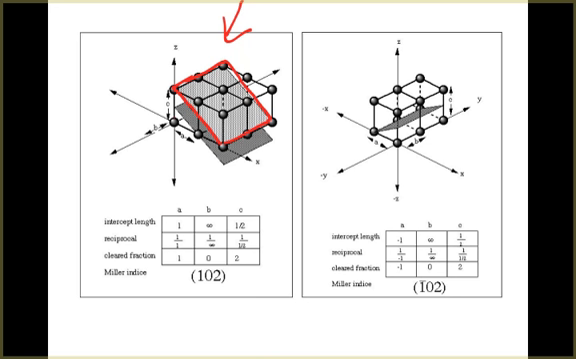So we'll call the distance away from the origin that this plane intersects on the A-axis, this point, we'll call that 1 unit. And that means that the plane intersects the C-axis half as far away. So the intercept length there is 1 for the A-axis, half for the C-axis, and infinity for the B-axis because it is parallel to the B-axis. You take the reciprocal of those values, and you get a Miller index of 102.